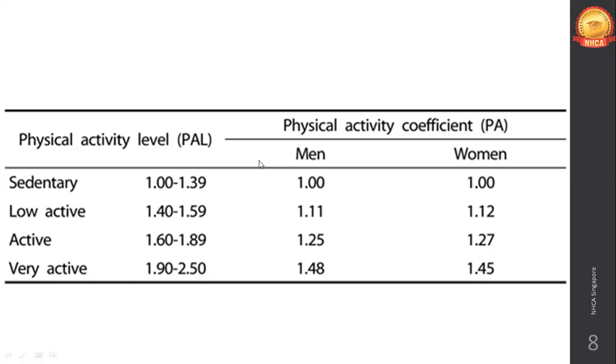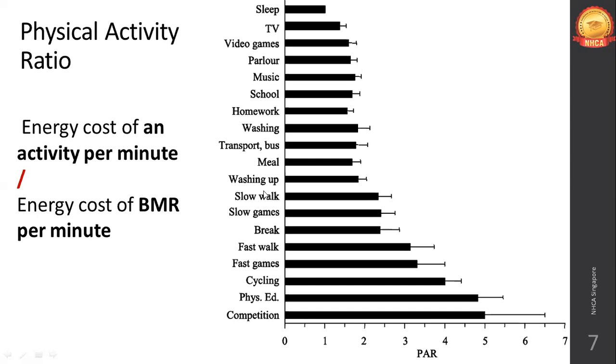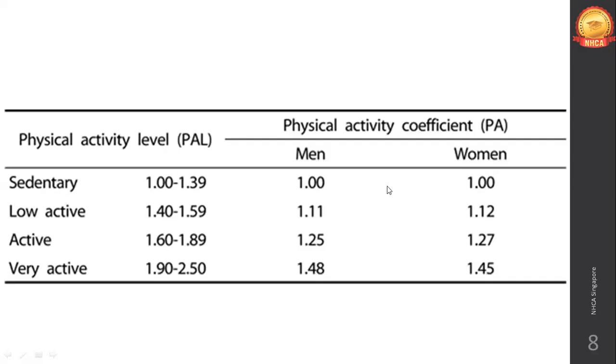The difference between PAR and PAL. PAR is physical activity ratio. PAL is physical activity level. Is it clear to all? If you have any queries, please ask. I can explain it again.